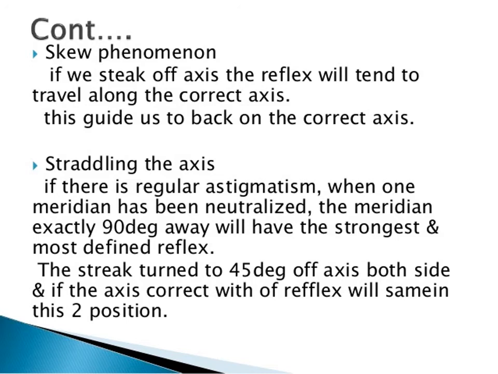Straddling the axis: if there is regular astigmatism, when one meridian has been neutralized, the meridian exactly 90 degrees away will have the strongest and most defined reflex. The streak is turned to 45 degrees off axis on both sides, and if the axis is correct, the width of the reflex will be the same in these two positions.